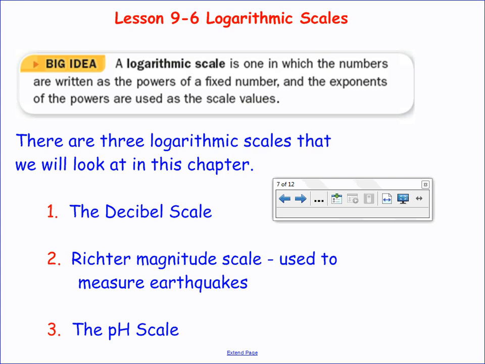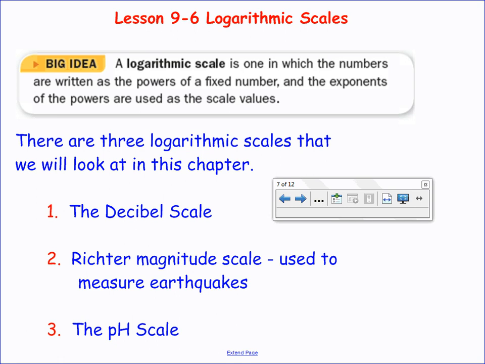Today we're going to be looking at logarithmic scales, as you know from your reading question. Three of them that we're going to concentrate on are on the decibel scale. What does the decibel scale refer to? What does the decibel scale measure? Adam? Yeah, it measures relative sound intensity, right?